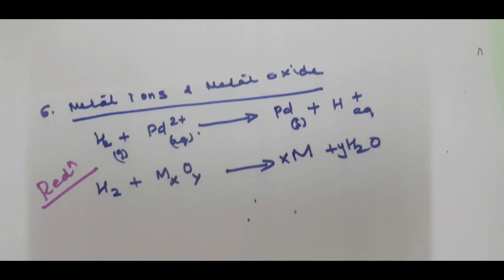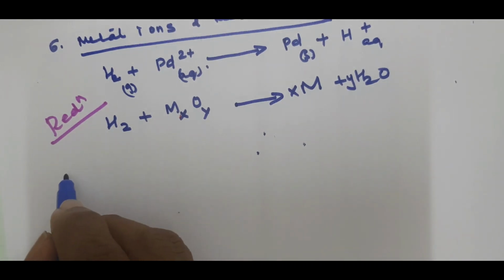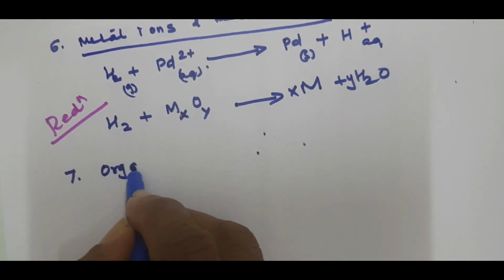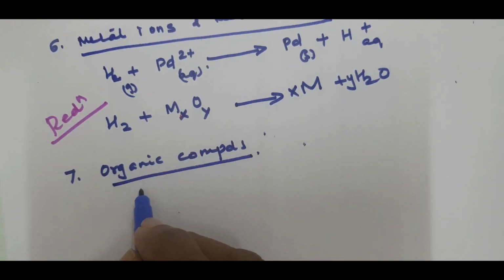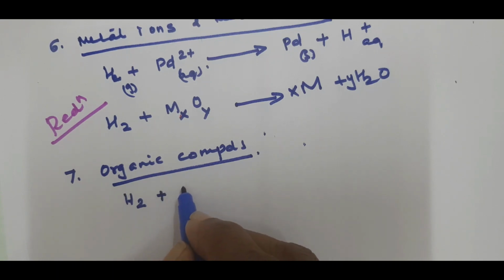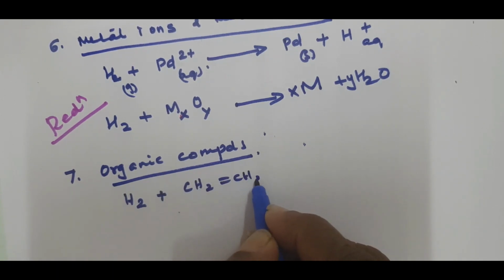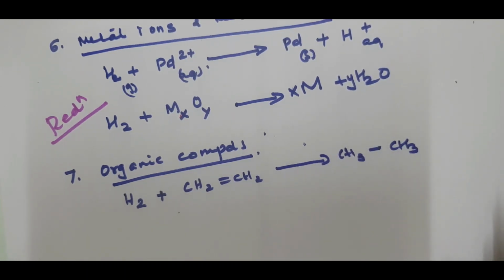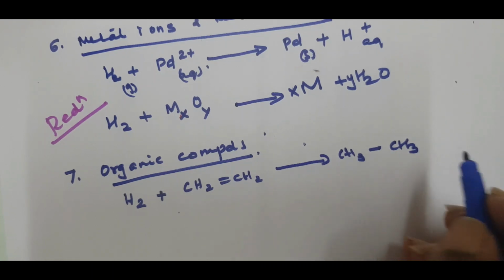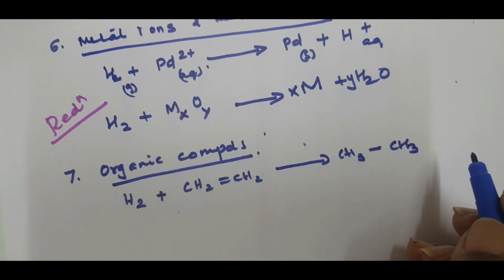Now one more reaction is there, the reaction with organic compounds. For example, you have studied the hydrogenation of vegetable oils using nickel as a catalyst. That is hydrogen plus CH2=CH2, which will give you CH3-CH3, for saturation. So this is an example of reactions with organic compounds.